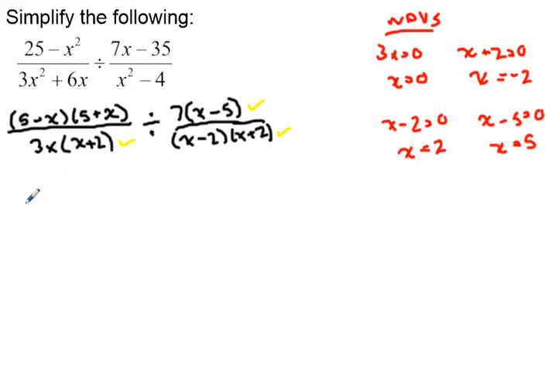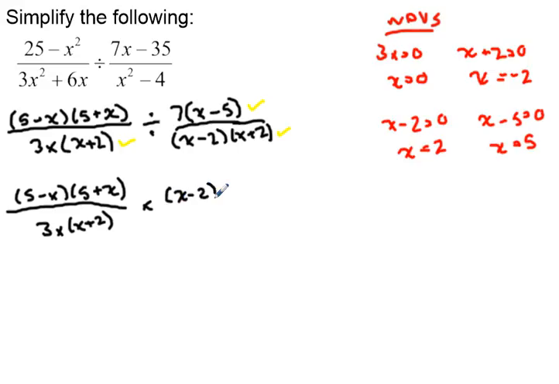So now that I have all this factored, I'm going to multiply by the reciprocal. So I need to write out my first expression again. Remember, the first expression stays like it was, but the second one now, I need to write down the reciprocal. So what was in the numerator goes in the denominator, and what was in the denominator now moves to the numerator.